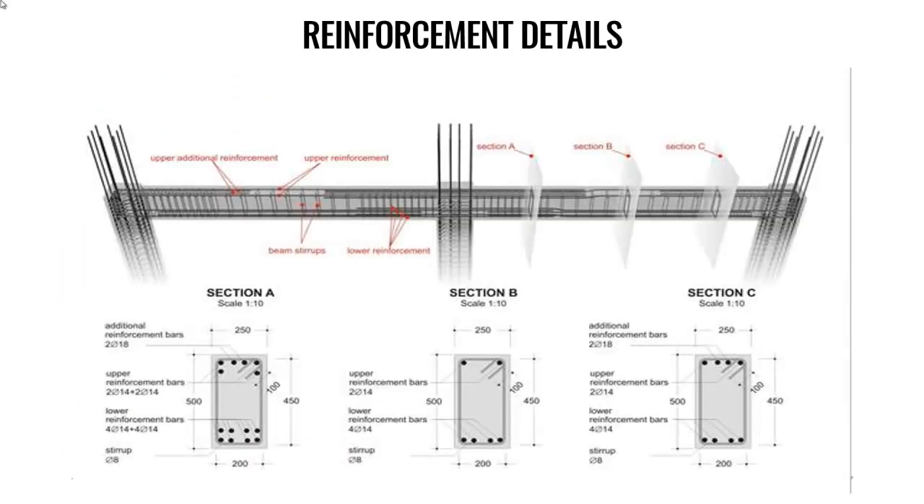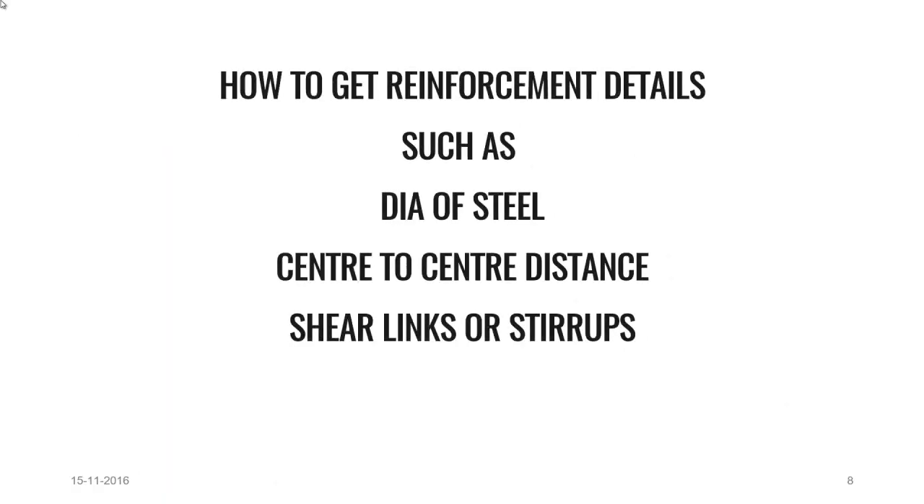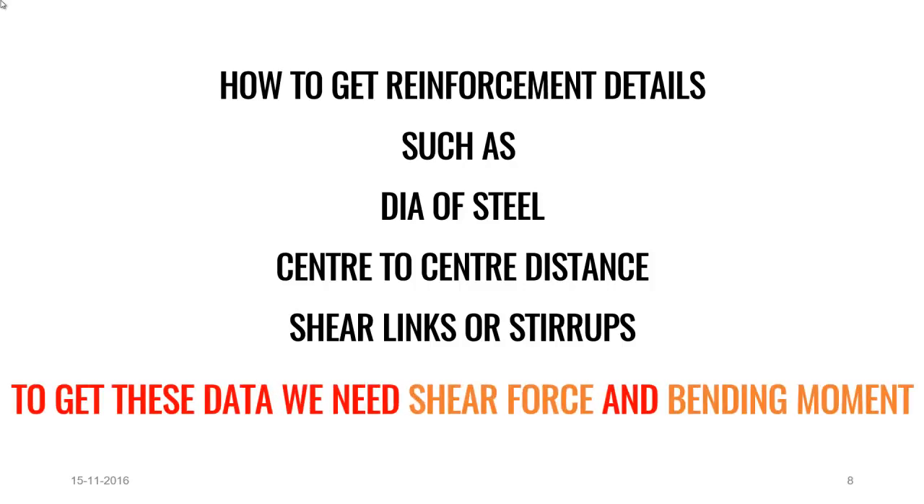Let's see the reinforcement details. After the design, the program tells you the reinforcement details, where we come to know how the steel should be placed inside the concrete. You might have noticed in buildings they use various sizes of columns and beams. So there is a question: how to get reinforcement details such as dia of steel, center to center distance, shear lengths or stirrups data for various sizes of columns and beams. The answer to this question is, to get these data, we need shear force and bending moment values.